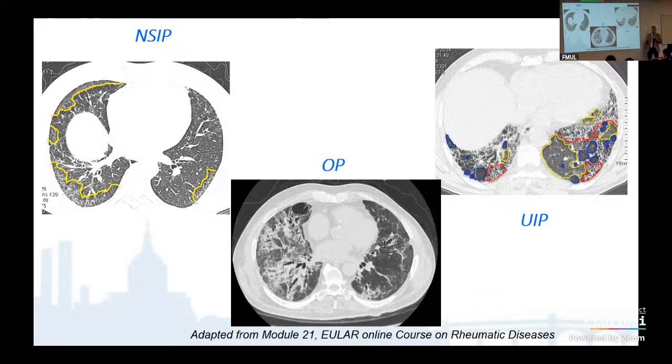We may have normal lung, we may have alveolitis, we may have fibrosis. So there is heterogeneity, which is quite the opposite of NSIP, where homogeneity of lesions is the rule, both fibrotic or inflammatory or cellular. OP is this one.